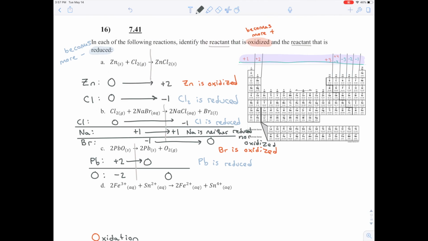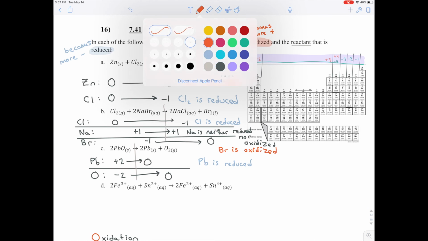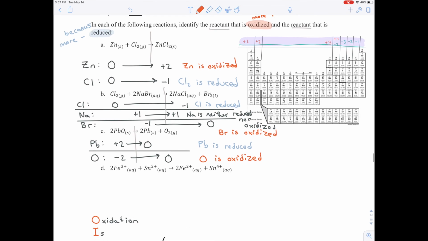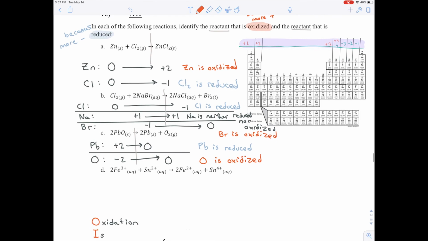Oxygen goes from negative 2 to 0. Now I know 0 is not a positive number, but it's more positive than negative 2. So oxygen, by going from negative 2 to 0, becomes more positive. And as we saw, when you become more positive, you're oxidized. So oxygen here is oxidized. So that is the oxidation reduction in that equation.